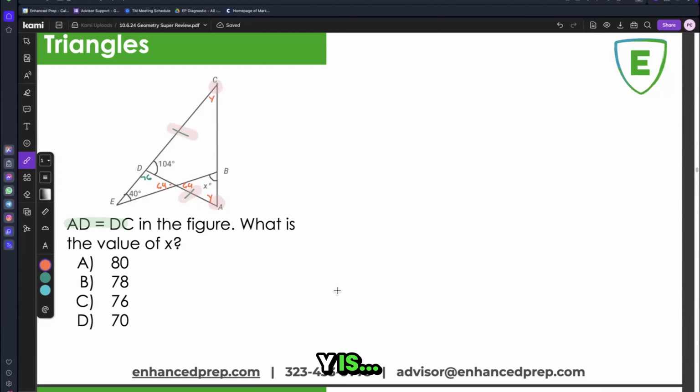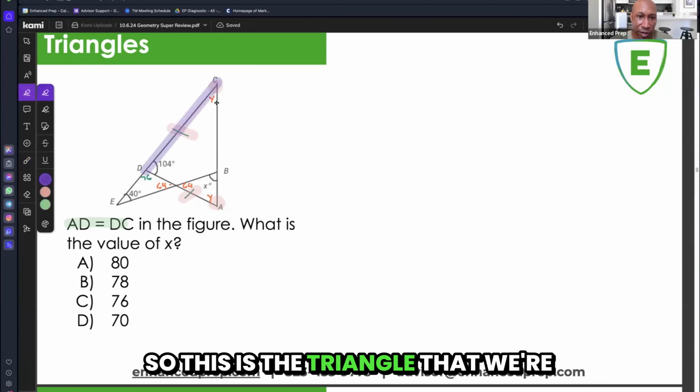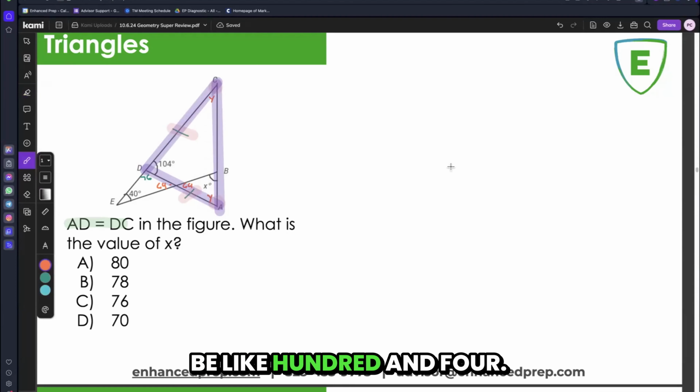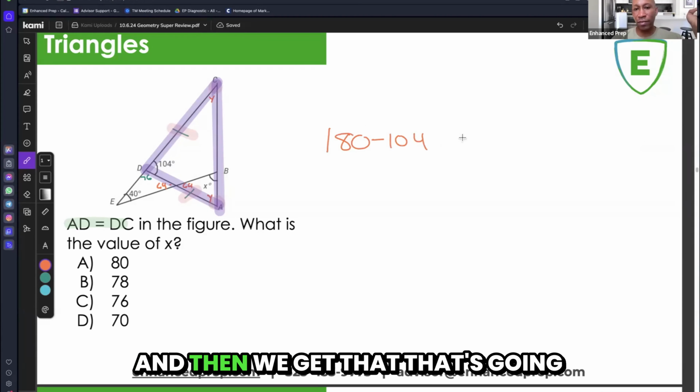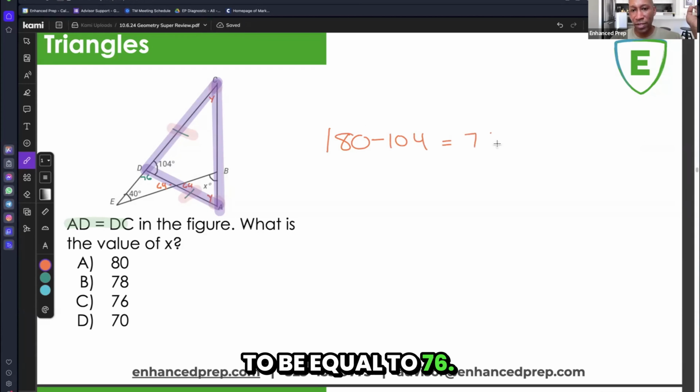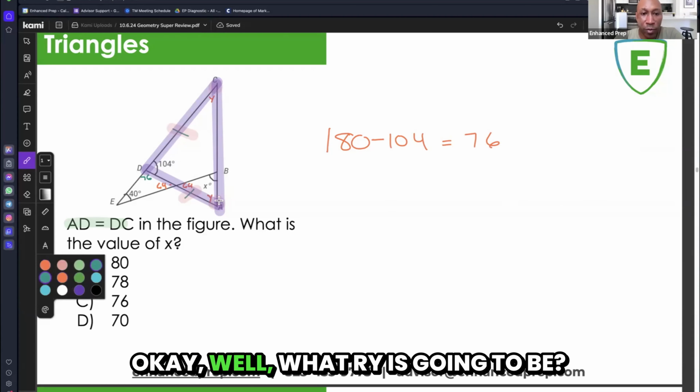And I'll do this to help out. So this is the triangle that we're looking at. It'll be 180 minus 104 minus 2y. Right? So 180 minus 104, and then we get that that's going to be equal to 76. And then how do we figure out our y's? Do you solve for y? Okay. Well, what are the y's going to be?